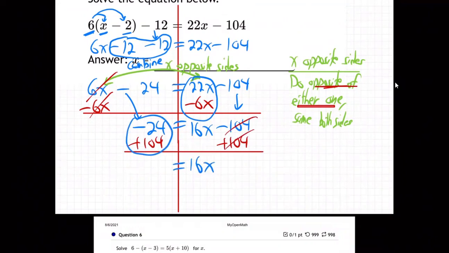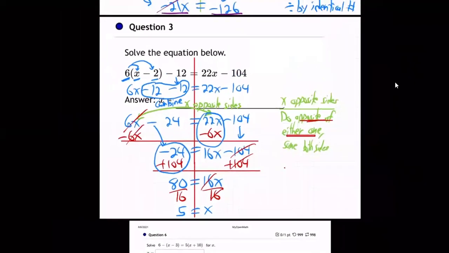And the other side, just combine these, use your calculator. I think it's 80. Okay, and then what's the last step? Always last step. Divide, right? Divide by the identical number next to X. And when you do that, you get 5. So there we go. The answer is 5.